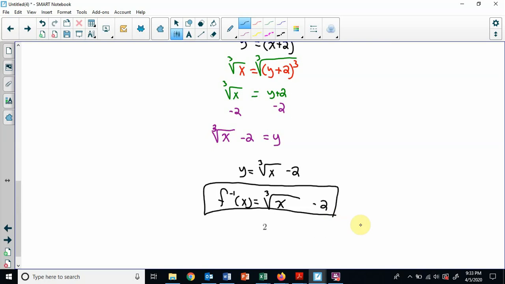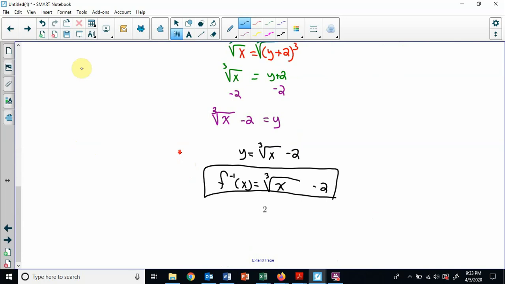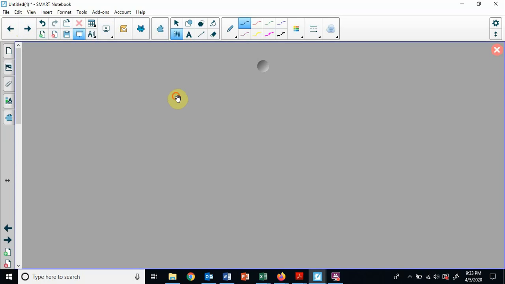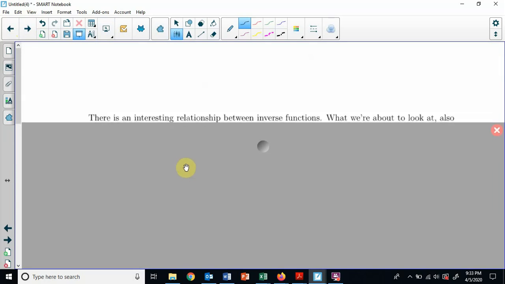So does that seem that hard? No, not really. So we could do points, we could do graphs, we could do equations. We can find the inverses of these equations. So that's really awesome. So now we've found these inverses. Let's talk a little bit about some of the special details or special relationships with these things.